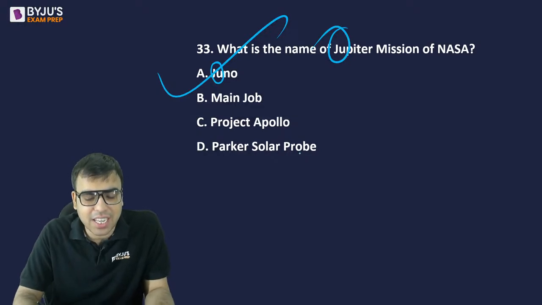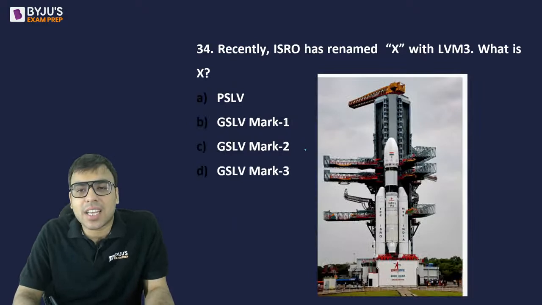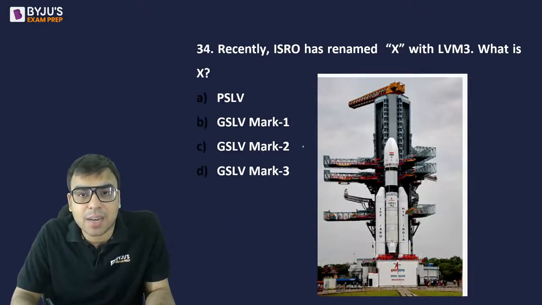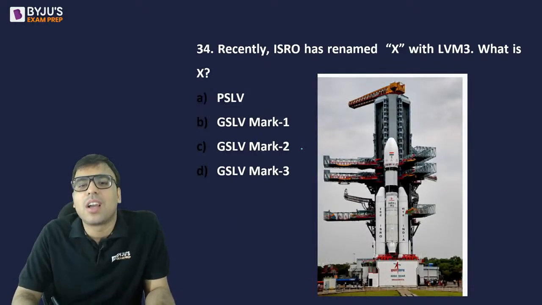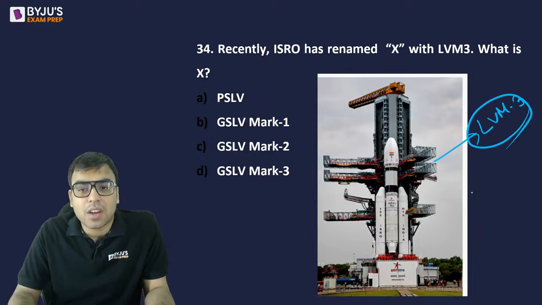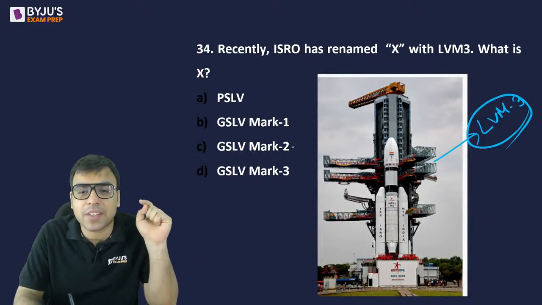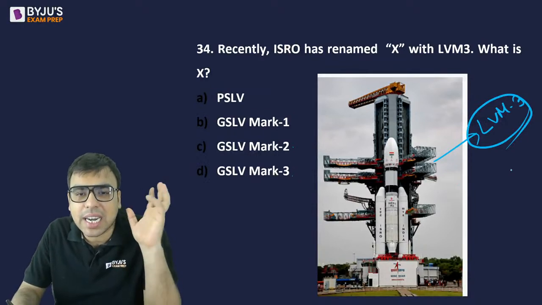Just have an idea, nothing more to explain, so I am moving it further. The next one is important. I think 5-6 months back it was in the news. This is now called Launch Vehicle Mark 3, LVM3. Earlier it was called something else. So what was it called? PSLV, GSLV Mark 1, GSLV Mark 2, GSLV Mark 3. What is the right answer to this question?